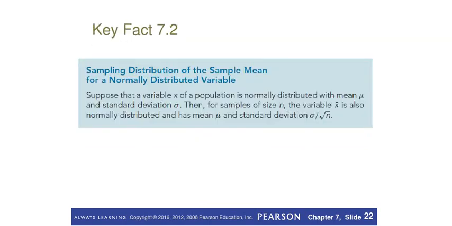And we say that if we're talking about a sampling distribution of the sample mean for normally distributed variables, if we suppose that we have a population variable that is normally distributed with a mean mu and a standard deviation sigma, then for samples of size n, the variable x bar will also be normally distributed and have a mean equal to the population mean and a standard deviation equal to sigma divided by the square root of n.